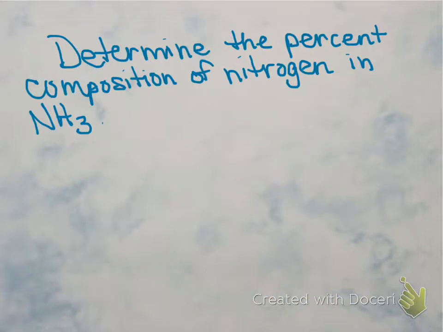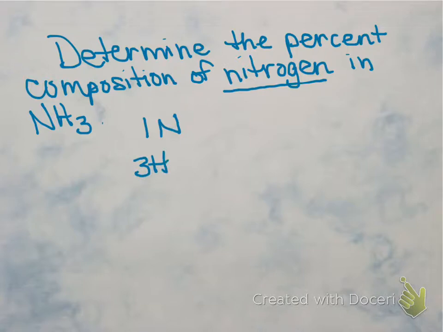Let's do one more example. So in this problem, and here's the thing, you want to make sure to read the problem so you don't do more work than you have to. We want to know the percentage composition of nitrogen in NH3. So we're always going to have to do the molar mass. In this case, we have 1 nitrogen, 3 hydrogen.